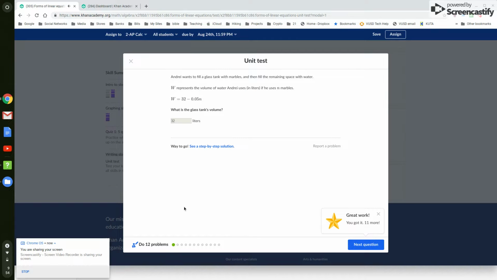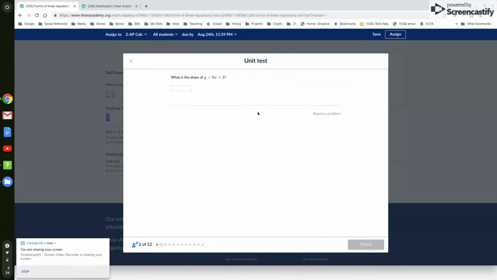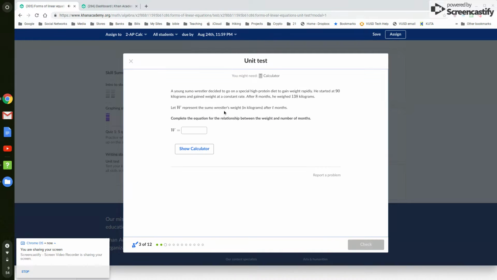Boom. Okay. Now you're going to have to go through all of these, but like I said, some of them aren't going to matter. What's the slope of y equals 6x plus 2? 6. That should be easy. Boom. Okay, I'm trying to find one that doesn't matter.